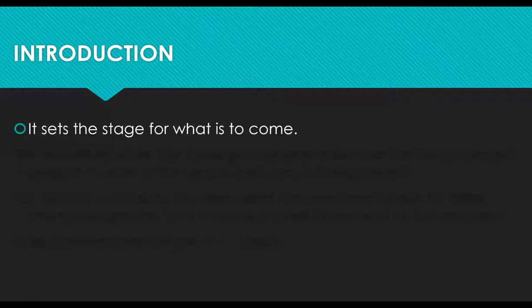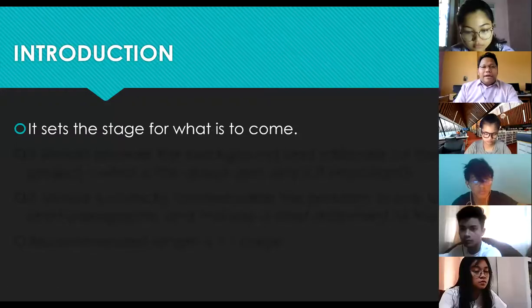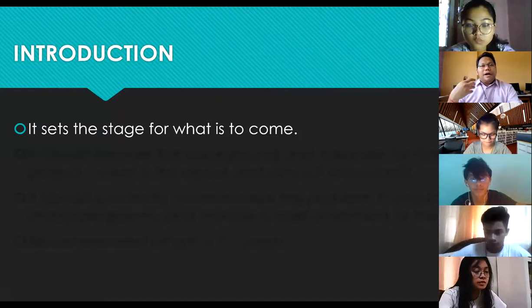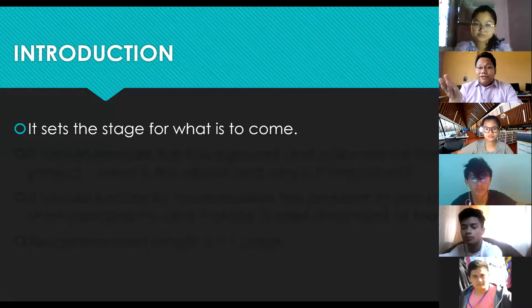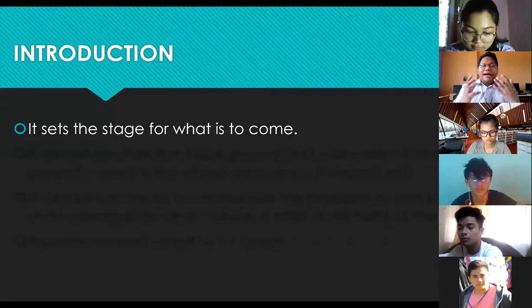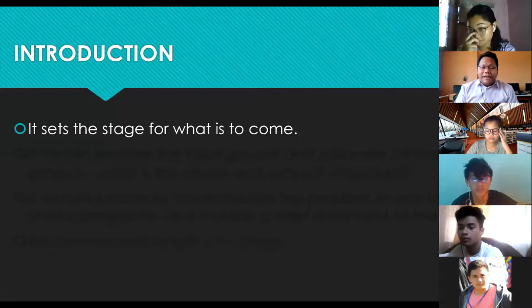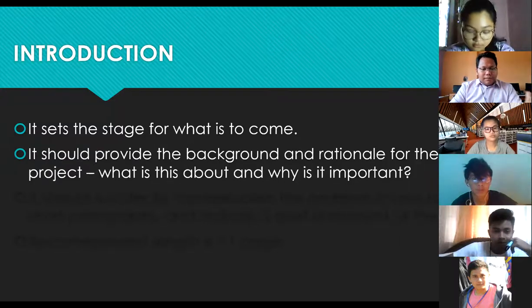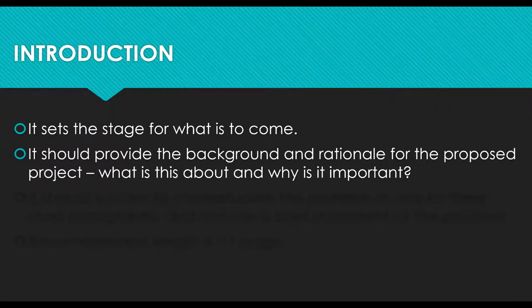So IMRAD begins with the introduction, which basically sets the stage for what is to come. Just like any format out there, there needs to be a part that tells readers what is supposed to be found in the paper. Just like the rationale of your page format, it gives readers an idea of what is being discussed in that research paper. As said, it should provide the background and rationale for the proposed project, on why it is important and what it's about, on why the study should actually be conducted. So all of these are going to be presented in the introduction.